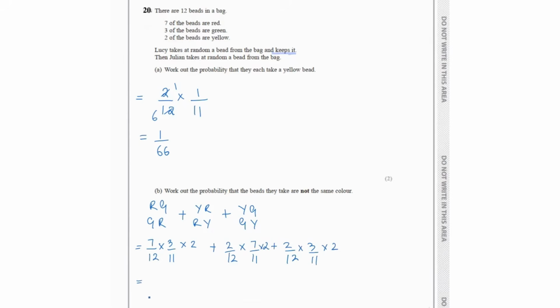So 12 times 11 is 132. 7 times 3 times 2 is 42. 4 times 7 is 28, and this is 4 times 3, 12. That's going to be 82 over 132, which if we simplify gives us 41 over 66. That is the probability that they don't take the same color. So again, remember that there's going to be one less bead once Lucy has picked one because she's keeping the bead. She's not putting it back into the bag. That is very important information.